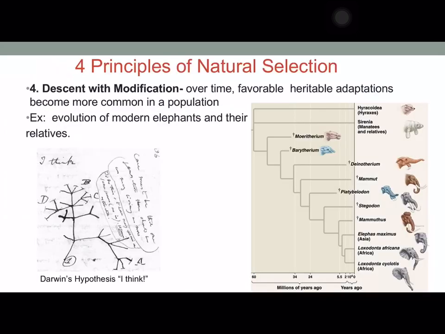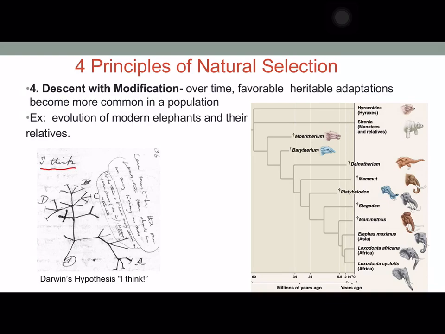The last one, the fourth one, is called descent with modification. So over time, favorable heritable adaptations become more common in a population. And I thought this one was good because this is an example of Darwin's actual paper that he's looking at: there's a common ancestor, and how are species related to each other. And he said, I think, which is, he wasn't sure, but he was using his evidence to say, what would be my hypothesis of how this happens?